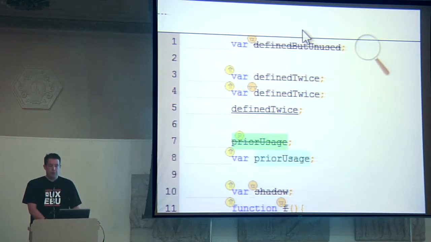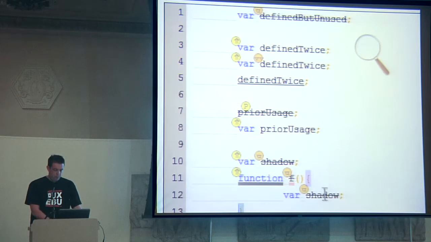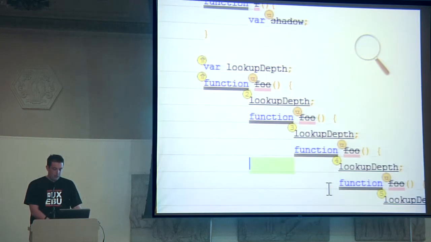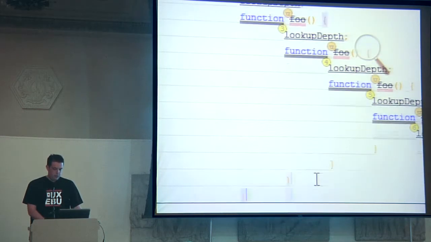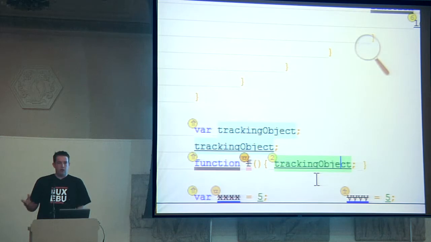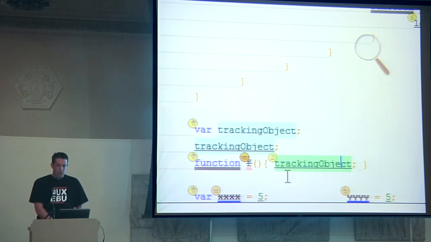Here's a prior usage, so you're using it before you're actually defining it, so you get a warning for that. Shadowing is no problem, and you'll see that it actually doesn't recognize them as being the same variable. Scope lookup depth: it will tell you if you're using a high scope, so it gives you a 2, a 3, a 4, etc., up to 9. And at 10 you have a bigger problem, I think. There's a tracking object. It will track every variable by a generic, like a global object. And so every time your caret is over it, it will highlight all the other instances.